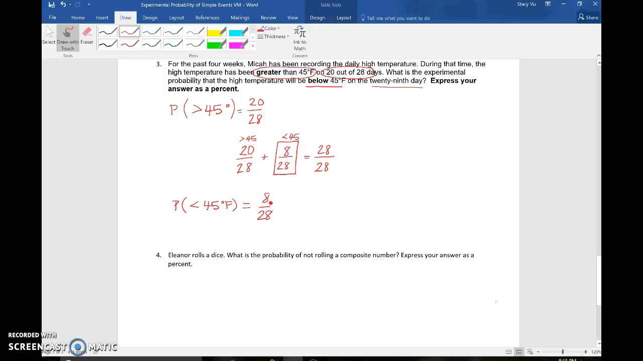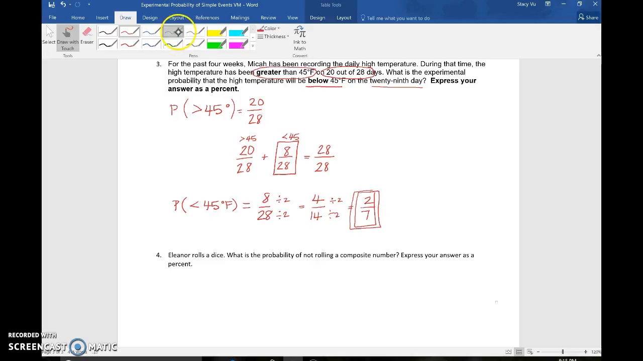Now, can I leave it like that? No. I have to simplify, right? So I know 8 and 28 are even numbers, I can divide by 2. So I get 4 over 14. Can I divide again? Still even numbers, divide by 2, divide by 2. I get 2 over 7. Well, 7's a prime number, so we have our answer.